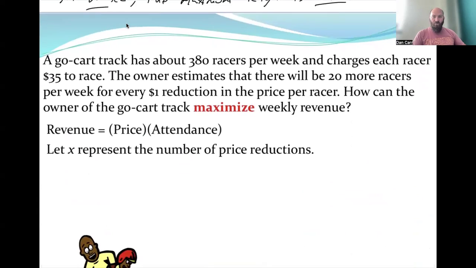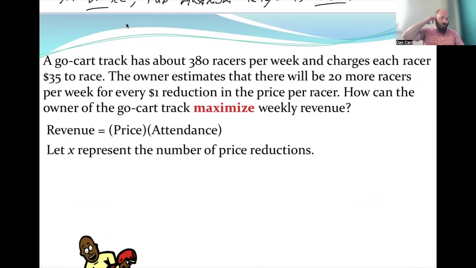So let's move on to another one. A go-kart track has about 380 racers per week and charges each racer $35 to race. The owner estimates that there will be 20 more racers per week for every $1 reduction in the price per racer. How can the owner of the go-kart track maximize the weekly revenue?